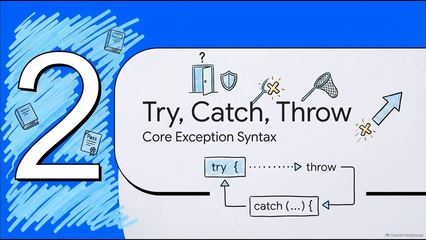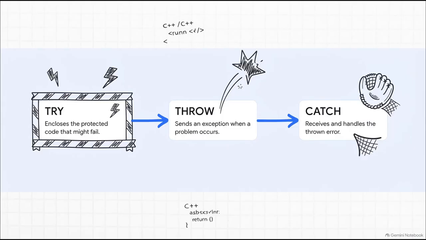Let's look at the core syntax. C++ exception handling is built on three main keywords, and the execution flow here is strictly linear. First step is try. You basically enclose your dangerous, error-prone code inside a try block. Second is throw. If a problem actually occurs, your program throws an exception. It's essentially sending up a distress flare. And third is catch. This block catches that flare and handles the error.